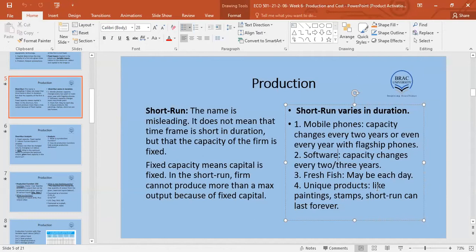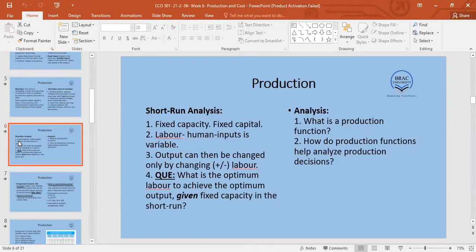Okay, so if you're looking at software, they usually update themselves every 2 to 3 years. So the short run in the software industry is 3 years. What about fresh fish? Somebody who goes to the river and catches fish every day, his stock might last for only 2 hours. Okay, unique products, they can last forever.